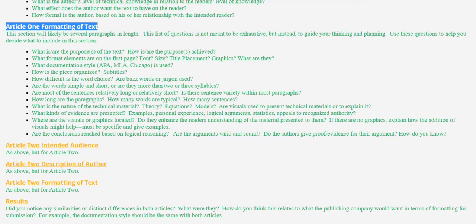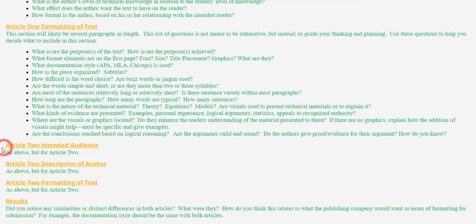What about the word choice? Are they using lots of very technical mumbo jumbo, or are they bringing it down to the level of the quote unquote common man? Are the sentences very long and drawn out, or are they short and clipped? How many paragraphs, how long? So you're really looking at actually how it's laid out on the page and how they used language in it.